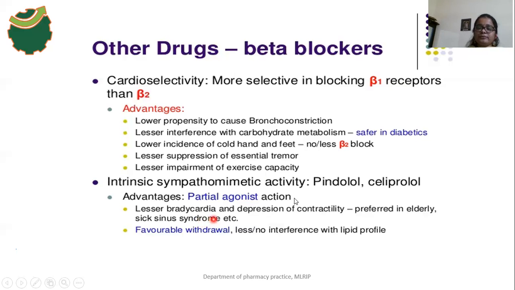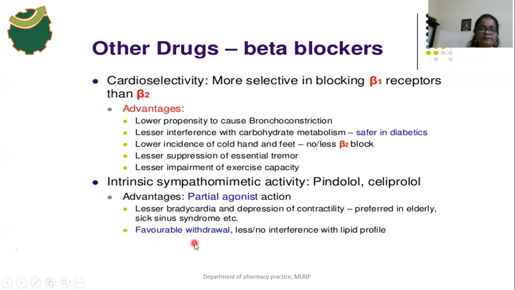So pindolol and celiprolol have somewhat agonist activity. Partial agonist activity is present along with the blocking activity. That's why a lesser bradycardia occurs and a lesser depression of contractility also occurs. So the drug should be preferred in elderly patients, and it is used for the treatment of sick sinus syndrome also. And favorable withdrawal.